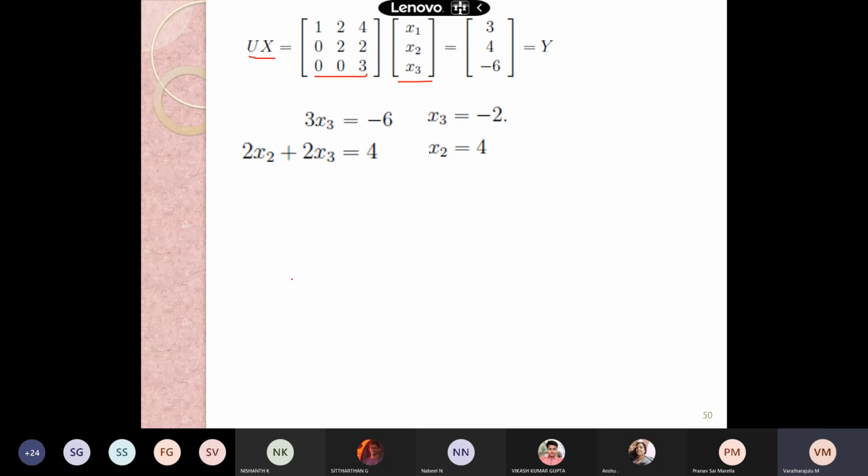Similarly, I can get the solution for x1. So x1 + 2x2 + 3x3 is equal to 3. I am applying the values of x3 and x2. 4 twos are 8, minus 8, and here 8, and therefore this becomes 0. Therefore my x1 is equal to 3.